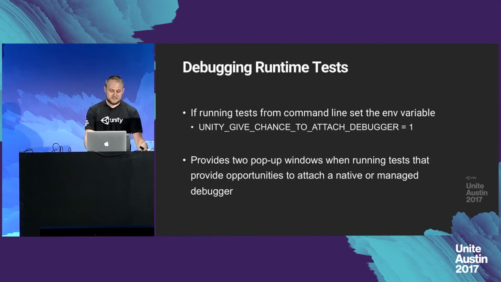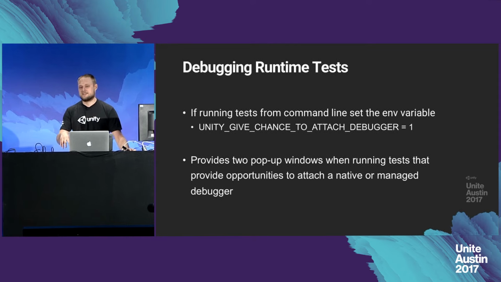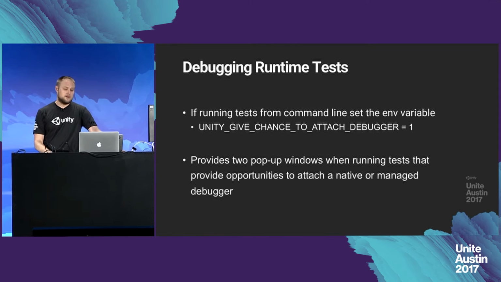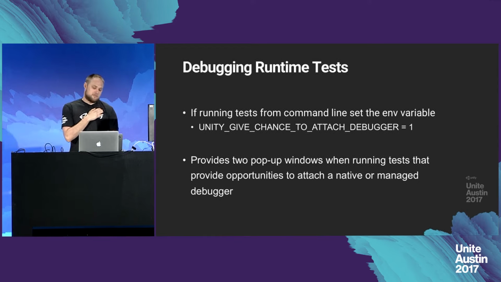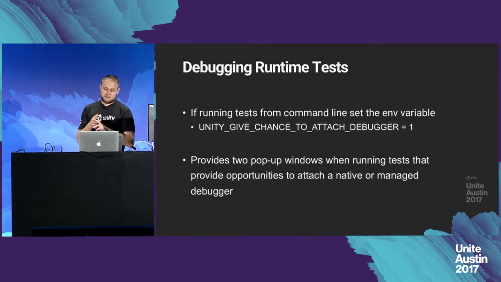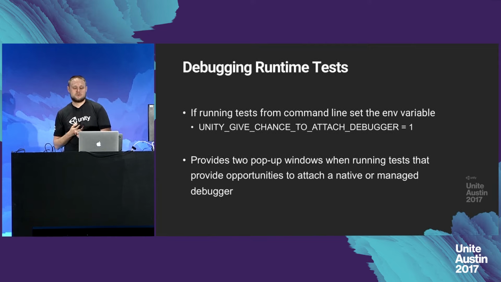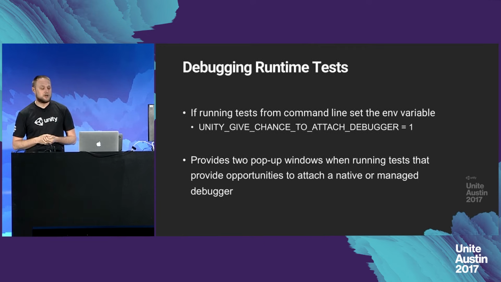One side note is if you are running tests from command line, so if you wanted to debug the test and you wanted to start it from command line, you need to set this environment variable here, Unity give chance to attach debugger. Otherwise, it'll just run the test and it'll be done before you know it. This allows two pop-up windows, one to attach a native debugger and one to attach a managed debugger. And yeah, that's about that.